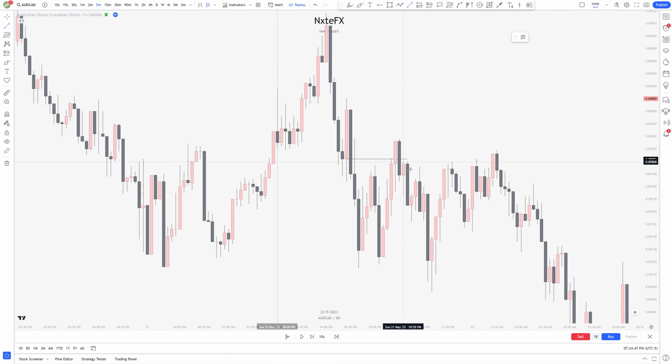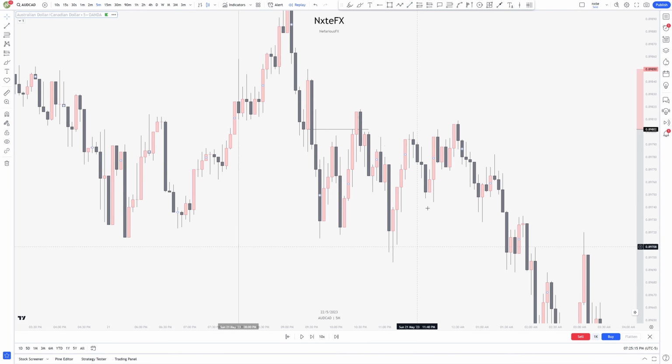Since we have a lack of fair value gaps from this high to this low, we do not want to get involved in this sort of price action yet. We want to see a clear continuation of a bearish PD array. So we want to see price respect an order block like this or a fair value gap, and we want to enter off the next creation of the PD array. So we're talking the next creation of an order block or a fair value gap.